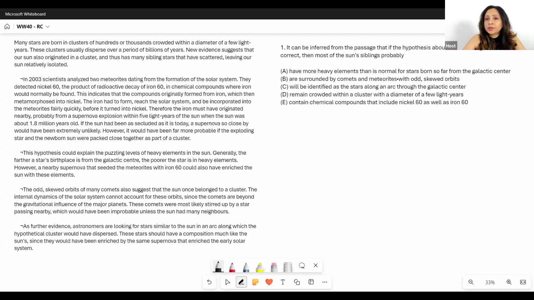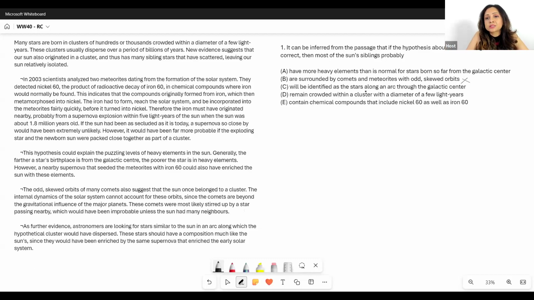Okay, so B: are surrounded by comets and meteorites with odd skewed orbits. Look, nowhere in the passage is there any data which says that all, or maybe most, siblings of the sun should have comets and meteorites around them, right? Who says that every star should have comets and meteorites around them? We don't know that. We are not given that in the passage. Even if most stars have them, we don't know it, because the passage doesn't give it, and the passage is meant for everybody, whether they have a science background or not. So this particular option is not supported. We cannot infer it, right?